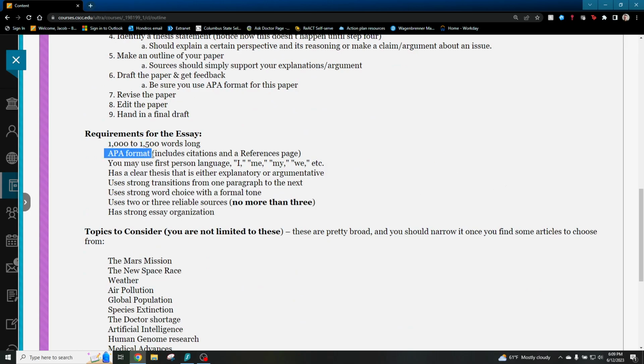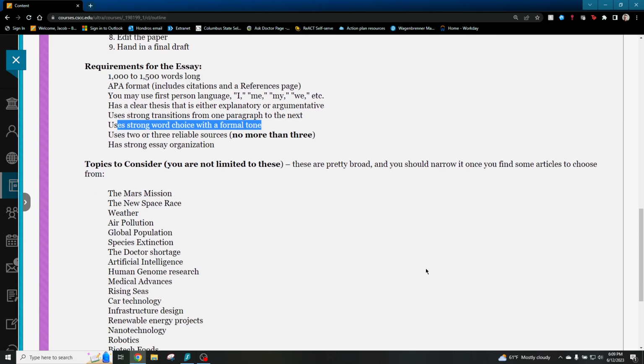It's going to be in APA format. In contrast to the first paper, you are allowed to use first-person language: I, me, my, we. You're going to have a clear thesis that is either explanatory or argumentative. You're going to want to make sure that you transition between the paragraphs and different sections in your paper. Make sure that you have good word choice. Even though you are writing in first person, this is still going to be a formal paper. So we're going to strive for a formal tone. And then you're going to use 2 to 3 reliable sources and have an essay organization that makes sense. That is pretty much all there is to it.